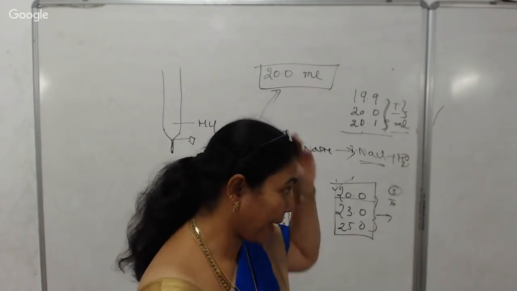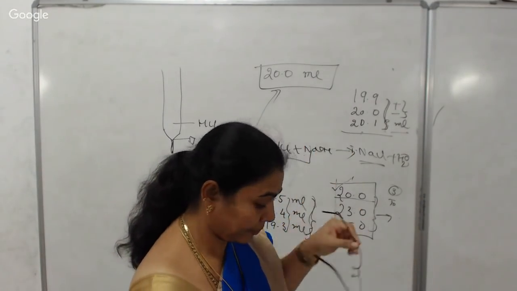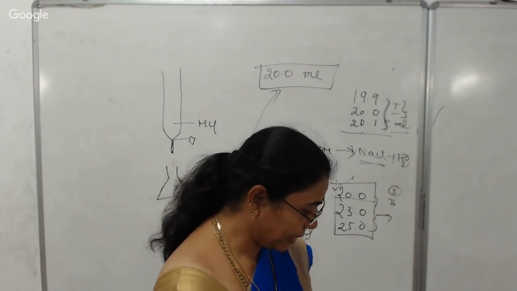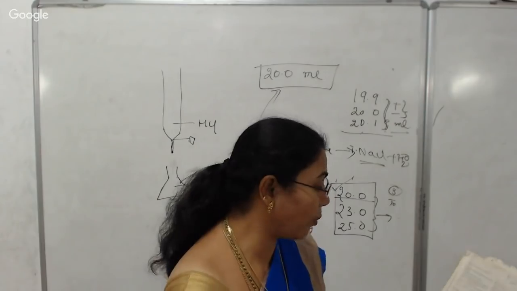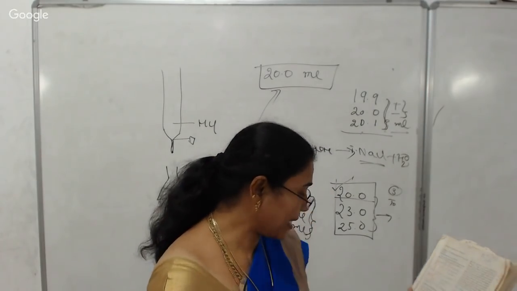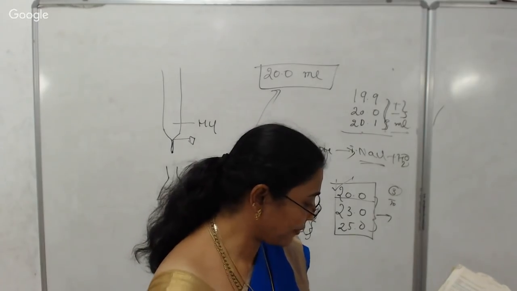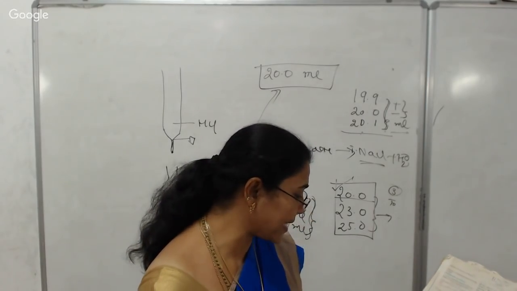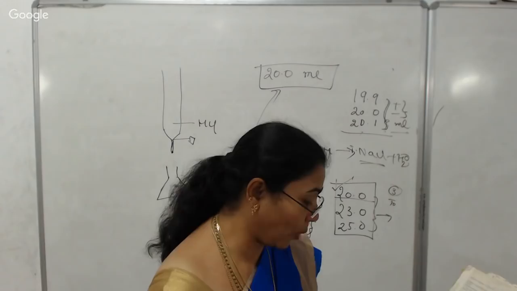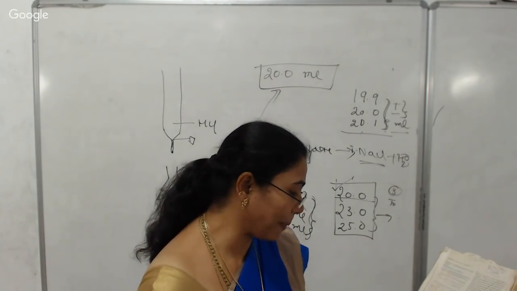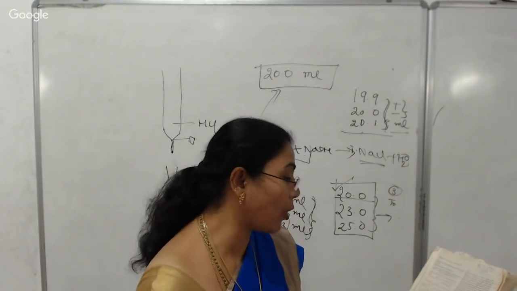What's the page? Page number 9. Page number 9, it is given what is precision and what is accuracy. So please, after significant figures, it is given: precision refers to the closeness of various measurements for the same quantity. However, accuracy is the agreement of a particular value to the true value of the result.